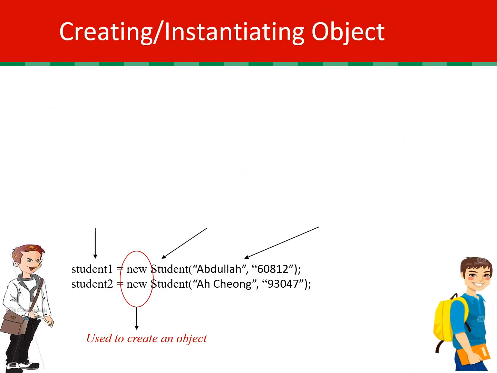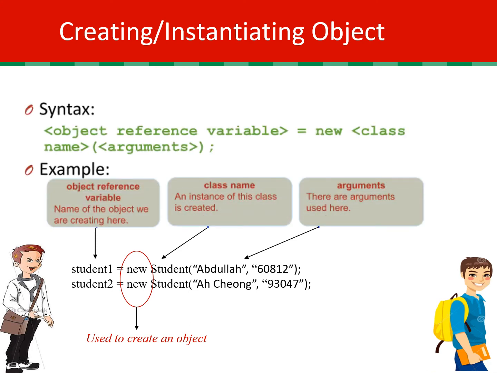Once we have created the reference name, we can create the object. How can you do that? For example, just now you used student1, right? student1 equals, add the word new here. new Student refers to the class that we want to create the object for, and this is whatever parameter that is supported by the constructor. So don't forget to put new, followed by the class that we want to create the object for.